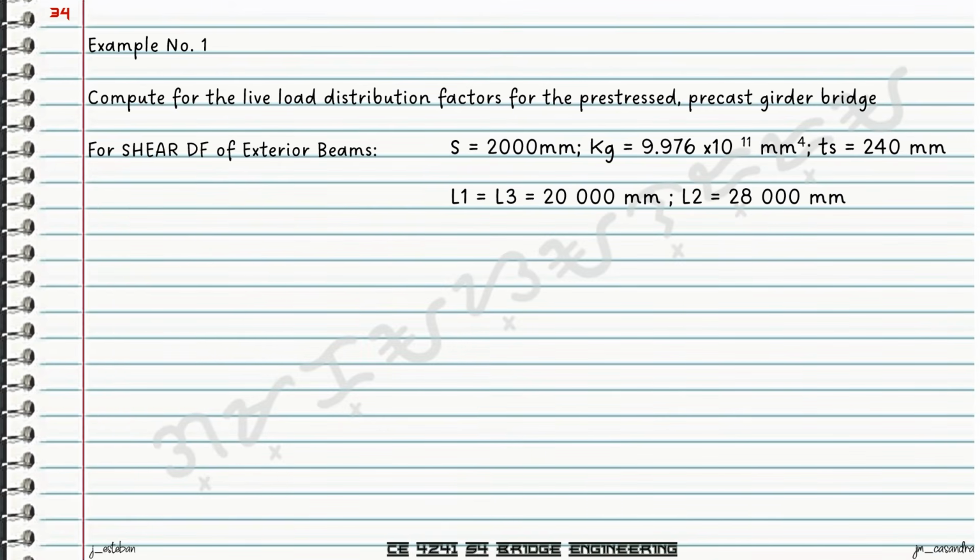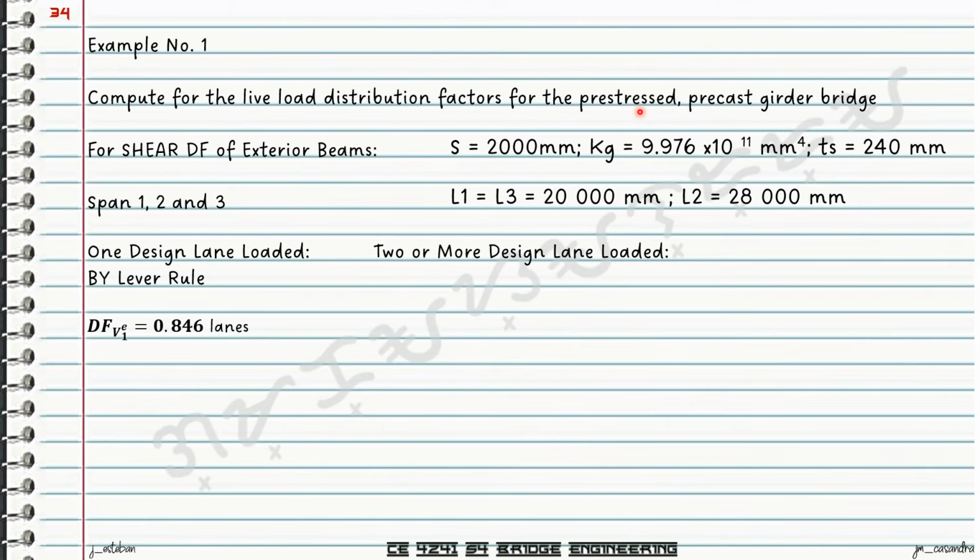So we now move on to the shear distribution factor for exterior beams for all spans 1, 2, and 3. For one design lane load, we'll be solving it again from the table by lever rule. Since there is no change in our bridge section properties over the spans and over the exterior beams, it's the same as for interior beams, so we will also arrive at the same value of the distribution factor, which is 0.846. So same value we computed a while ago using the same method, lever rule. Okay, so next we move on to 2 or more design lanes loaded.